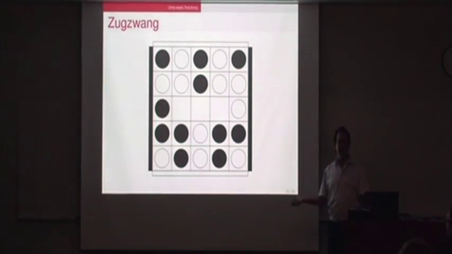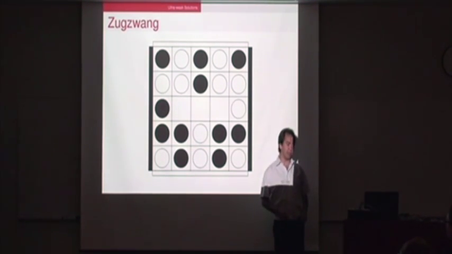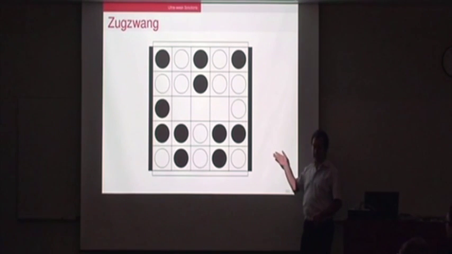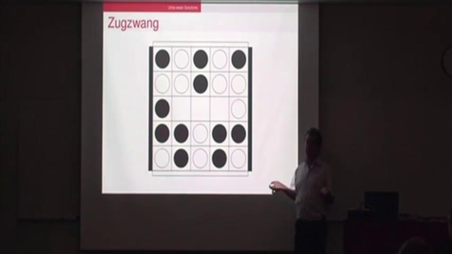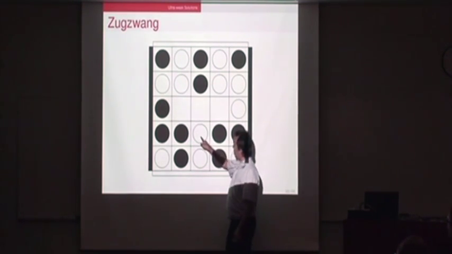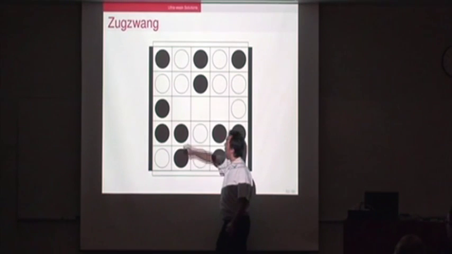Okay, Zugzwang. Well, there are Zugzwang in Slither. There are positions where you wish it wasn't your turn. This is an example of one. If it is white's move, and white, well, what are the legal moves for white?